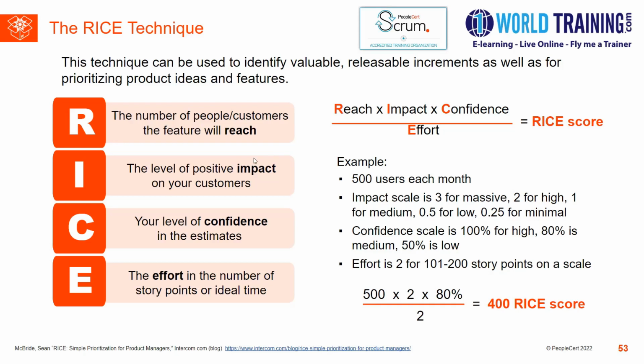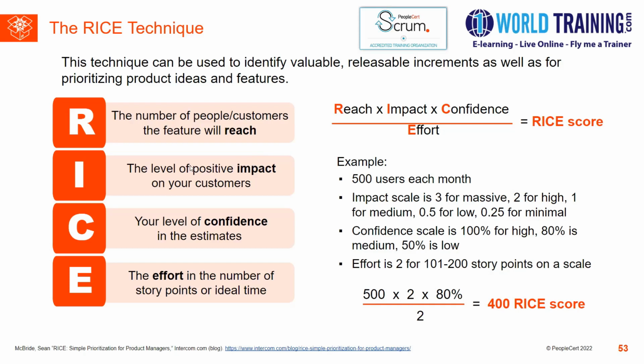R is basically the number of people or customers the feature will reach. R tends to the overall reach of the product, the product idea, the feature, or the user stories. That's reflective of the reach part of it.